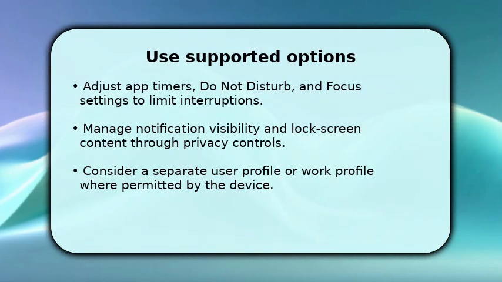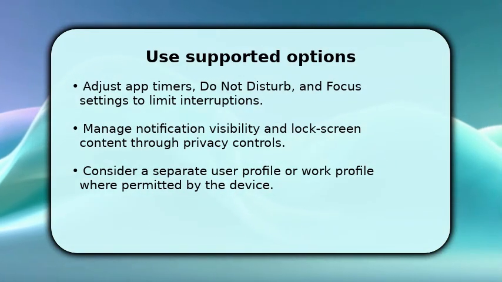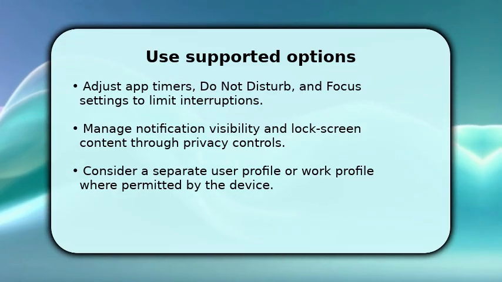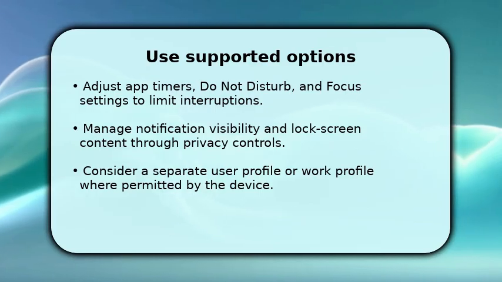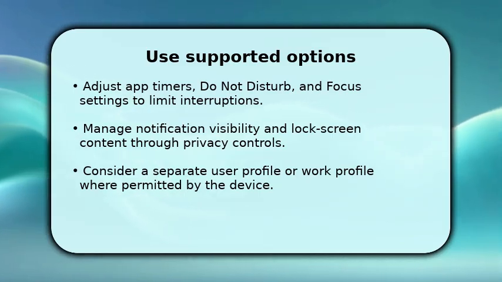Next, apply supported system options that achieve the same outcome: fewer prompts and less tracking. You can shorten app timers or schedule focus modes to silence notifications during study or sleep hours. Make sure to change notification visibility rather than attempting to remove system apps.